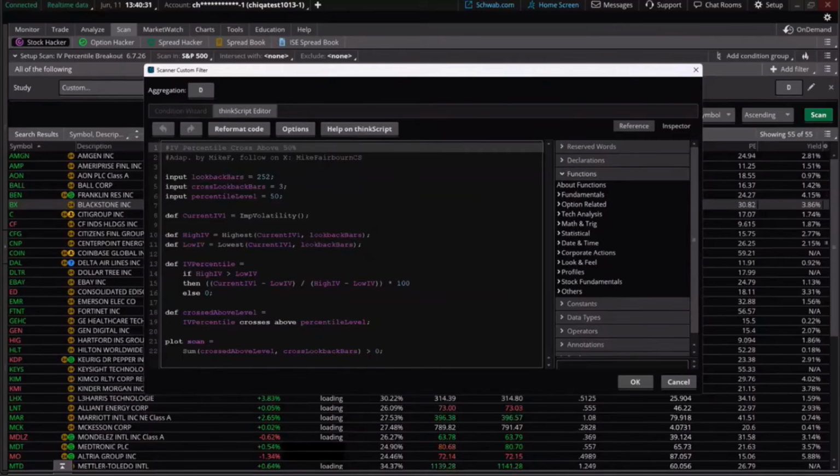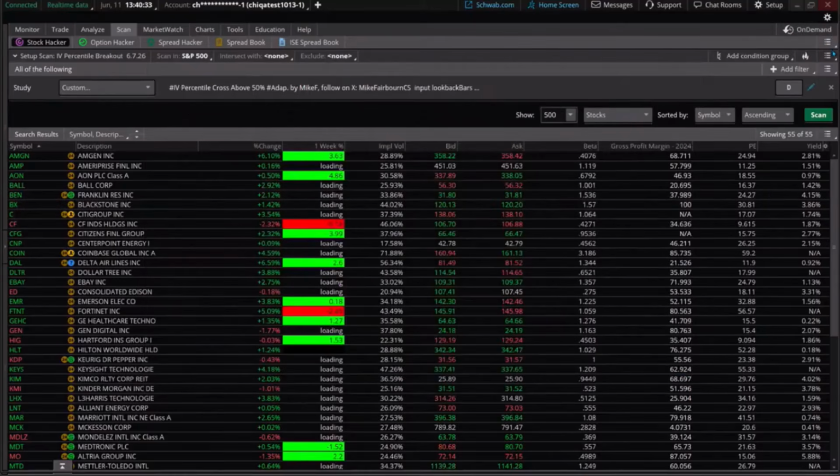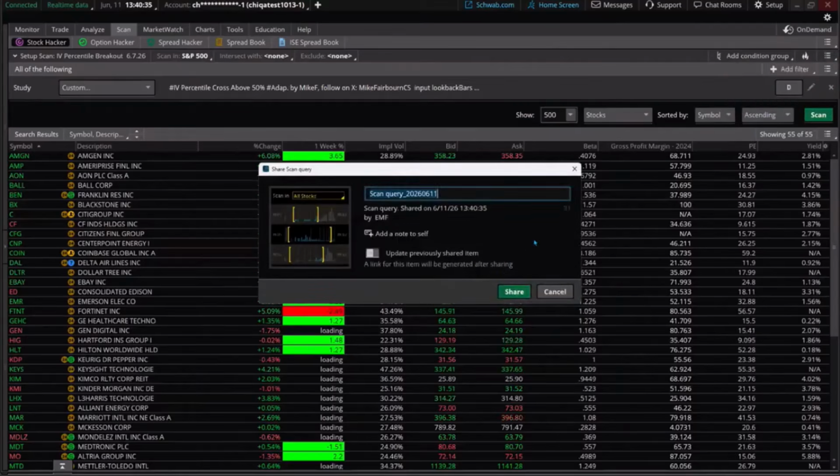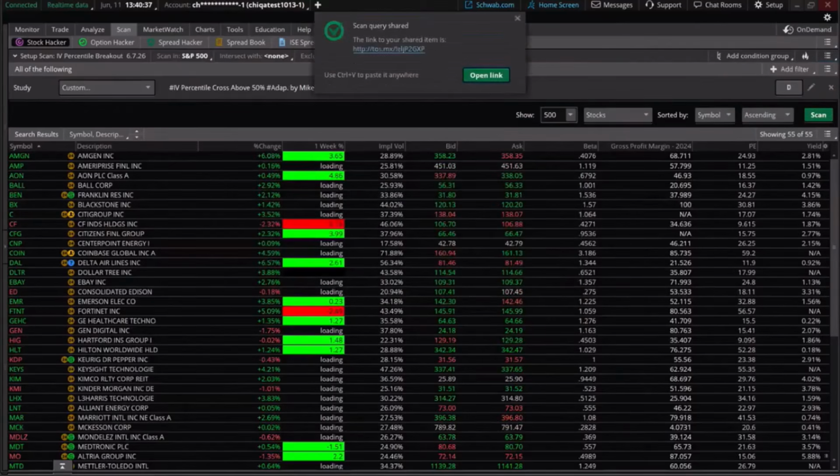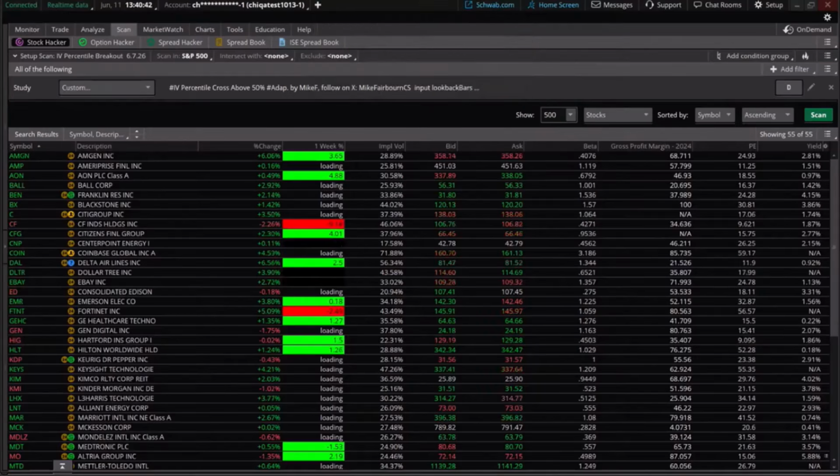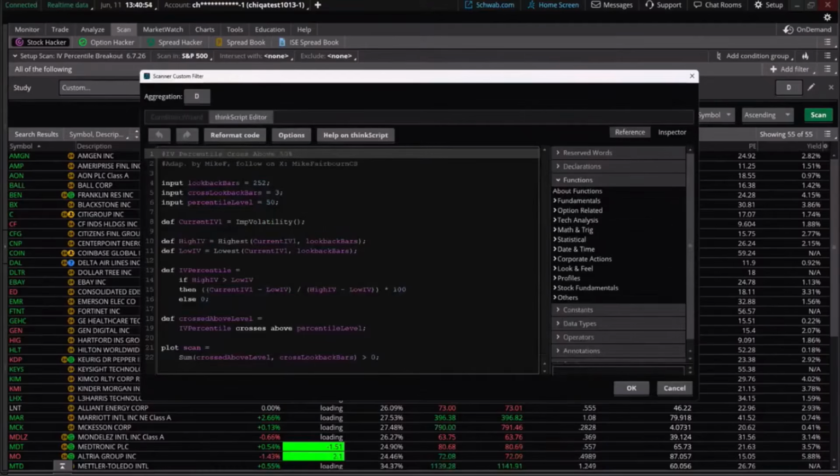You can see, well, here. I'll share the scan. So this is the actual IV percentile scan. Okay. All right. So as we look at this, I've changed the inputs. Now I've set this up so we've got look back bars.